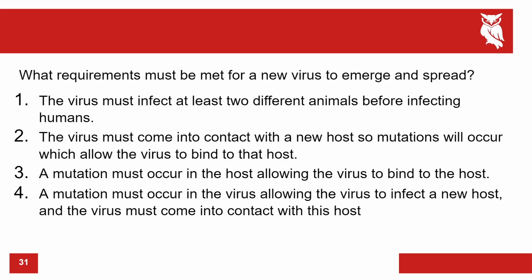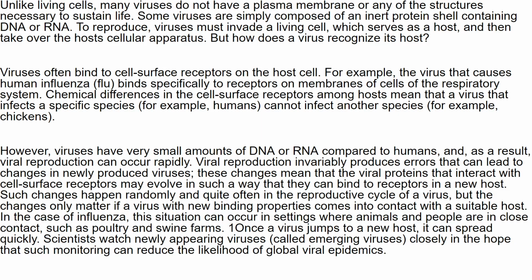Correct answer is 4. A mutation must occur in the virus, allowing the virus to infect a new host, and the virus must come into contact with its host, right? Where do we see that up here? We talked about producing errors that can lead to newly produced viruses. These changes mean that proteins can interact with surface receptors and evolve in such a way that they can bind receptors in a new host. They happen randomly, but the changes only matter if the virus with a new binding property comes in contact with a suitable host.